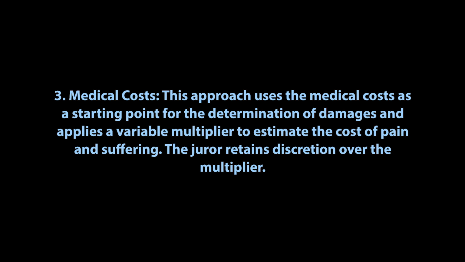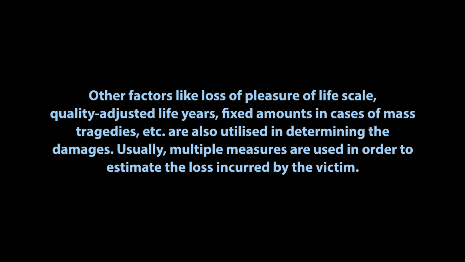Third, being medical cost. This approach uses the medical cost as a starting point for the determination of damages and applies a variable multiplier to estimate the cost of pain and suffering. The juror retains discretion over the multiplier, but this has limited application as in every case there might not be medical cost involved. Other factors like loss of pleasure of life scale, quality adjusted life years, fixed amounts in cases of mass tragedies, etc., are also utilized in determining the damages. Usually, multiple measures are used in order to estimate the loss incurred by the victim.